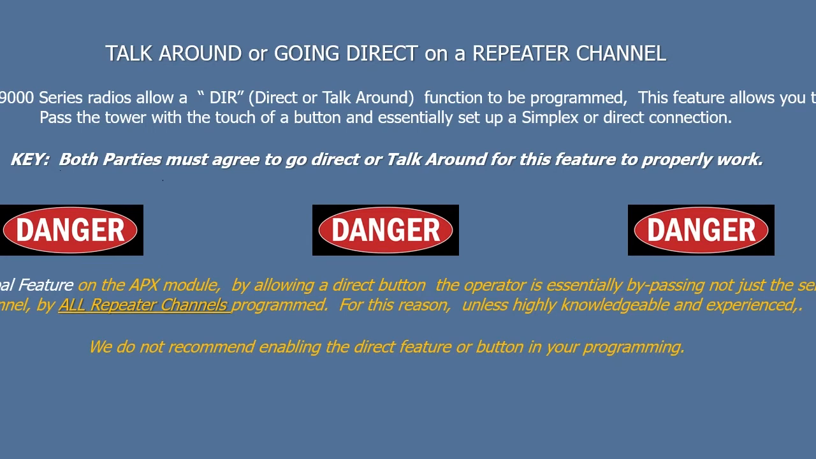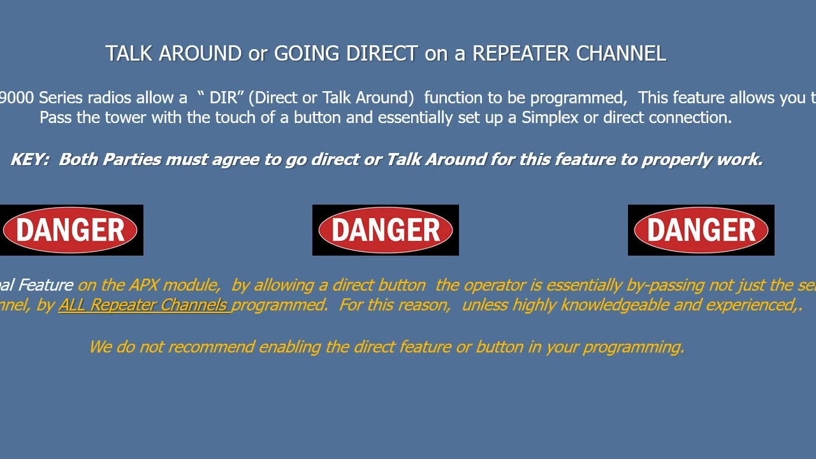Problem with the direct feature on an APX radio. The APX module is global by nature. What do I mean by that? It means when I hit the direct button and put that radio in direct mode, I am not just affecting that repeater channel that I am on, but I am affecting every repeater channel programmed in the radio. So I have now taken every repeater channel in that radio and gone to direct mode.